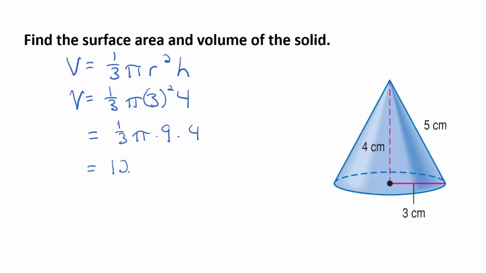If we simplify 1/3 times 9, which is 3, and 3 times 4, we're going to end up with 12 pi, which would be approximately 37.7 centimeters cubed. And because we are taking the volume of that solid, it'll be cubed.